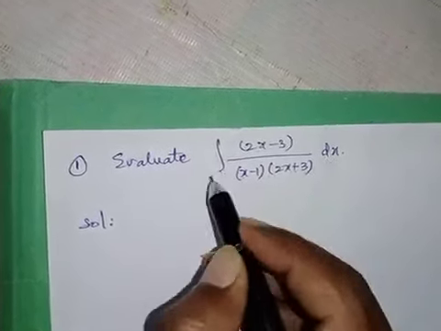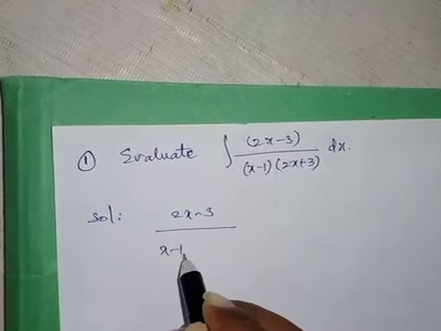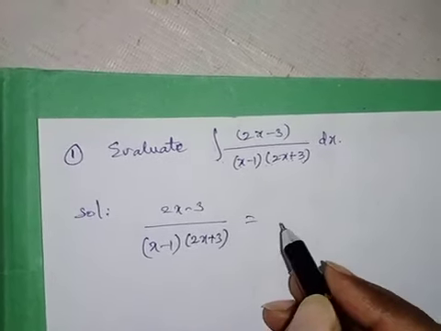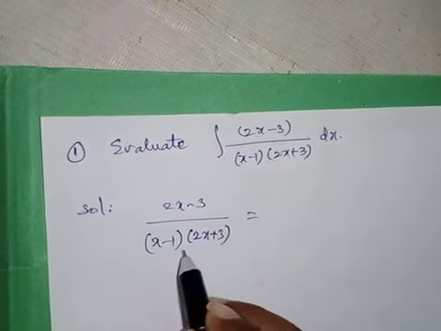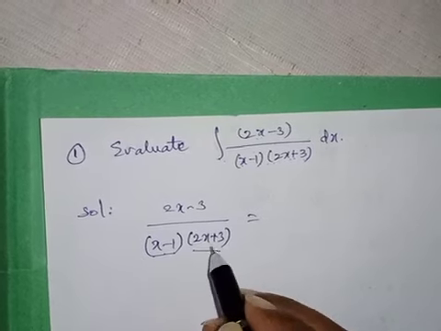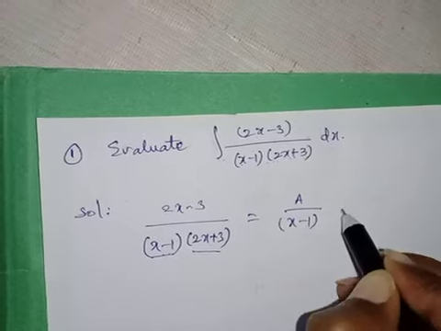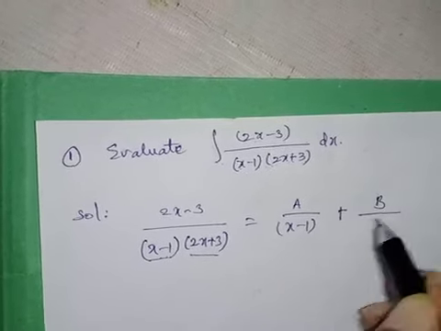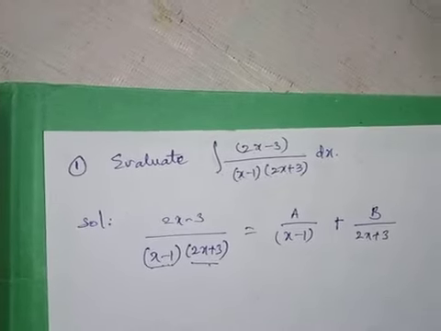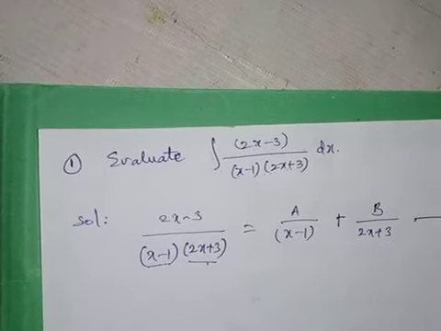without considering the integral symbol. That means (2x − 3) upon (x − 1)(2x + 3) is equal to a partial fraction. So here observe the denominator has only two factors. First one is x − 1, second one is 2x + 3. So A upon the first denominator, that is x − 1, plus B upon the second denominator, 2x + 3. Consider it equation number 1.